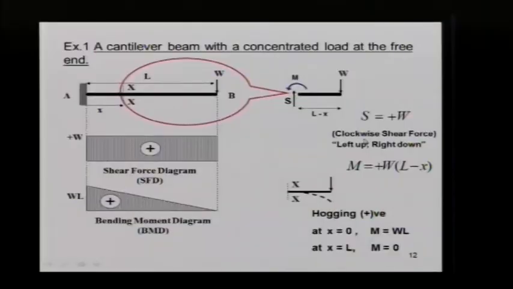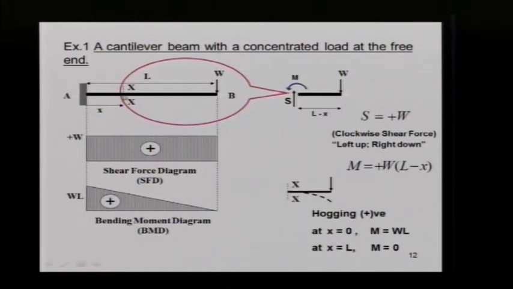I also said that, you know, once you get used to it, instead of cutting it, you can just take a walk to it, right? And then you look either to the left hand side or to the right hand side, one of those two sides. So, once again, we are now looking at this right hand side, and we are looking at what are the things that contribute to positive shear. So, the rule is left up, right down. So, if you are looking at the right hand side, if it is right down, it will be positive shear. So, where the shear force is concerned, this W will contribute to positive shear. So, S will be equal to plus W, right?